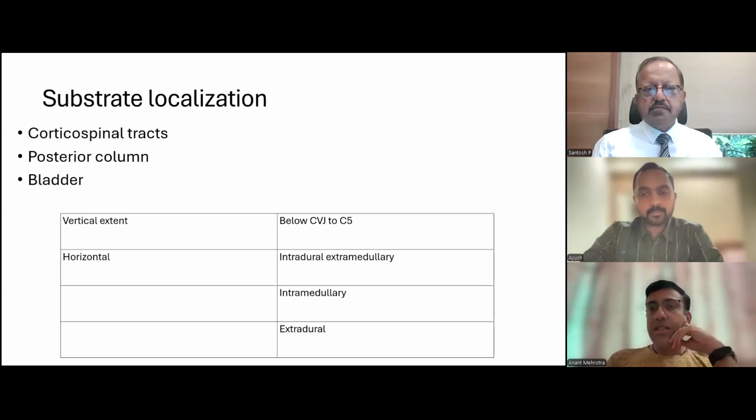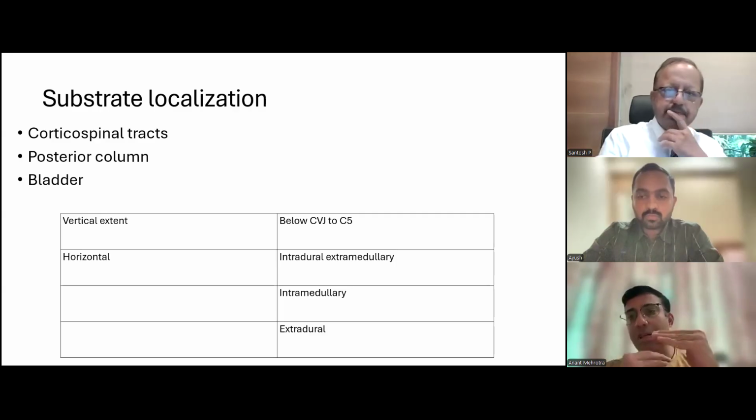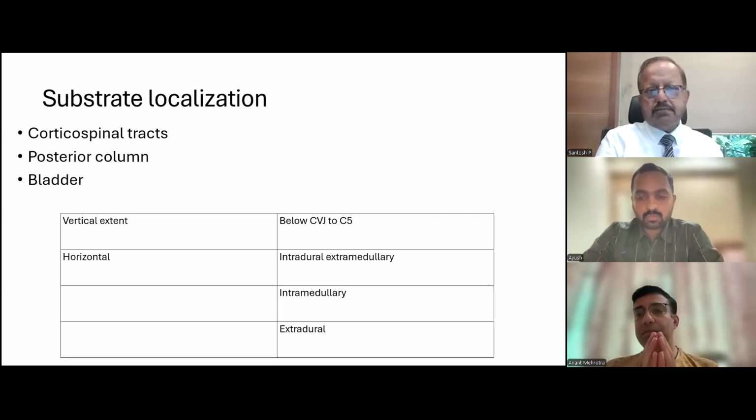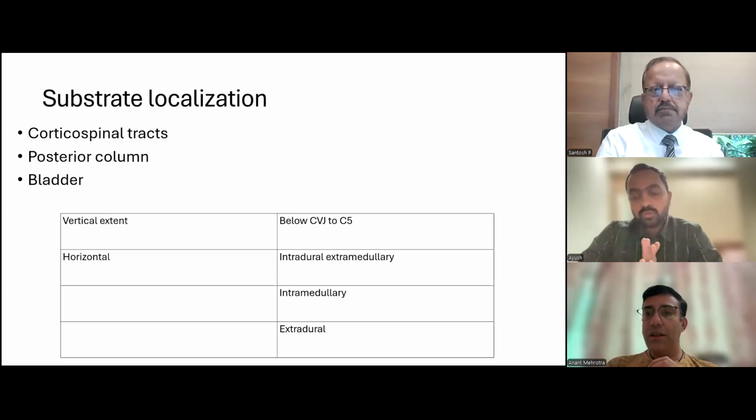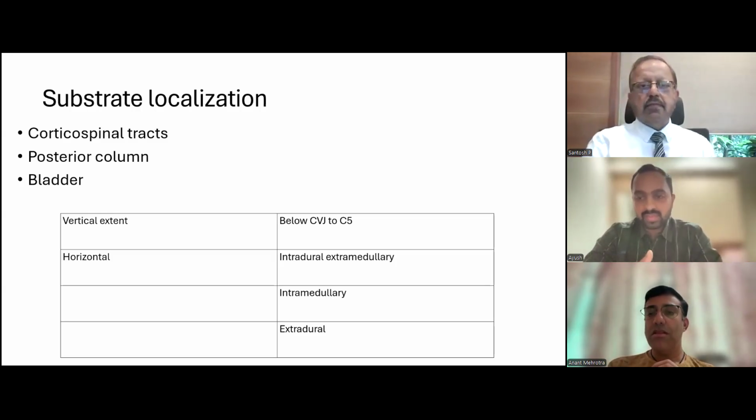See, Ayush, what we want to ask is how do you localize below the CVJ and above C5. How do you ask about C1, and what is the history for C2, C3, C4, C5? Yes, sir. It could be on the basis of neck movements and loss of sensation over the occiput region or the lateral and upper part of the neck, or if he has difficulty in flexing or extending his neck.